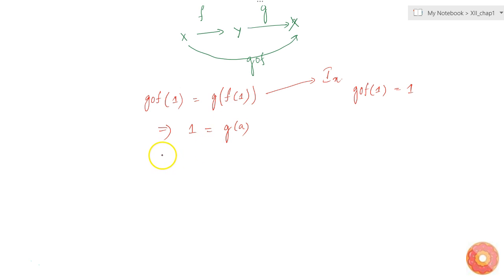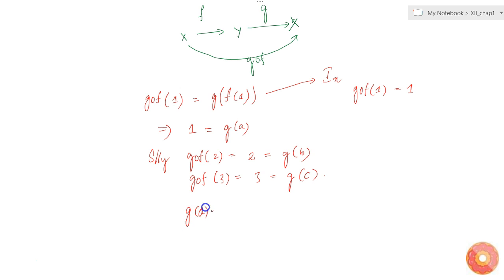And then similarly, we get g(f(2)) must be equal to 2, which is equal to g(b), and g(f(3)) is equal to 3, that is equal to g(c). So if there is some function g, we must define it such that g(a) is equal to 1, g(b) is equal to 2, g(c) is equal to 3. If g is such a function, then we get g∘f equal to I_X.